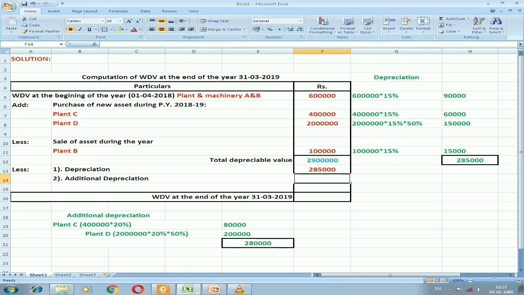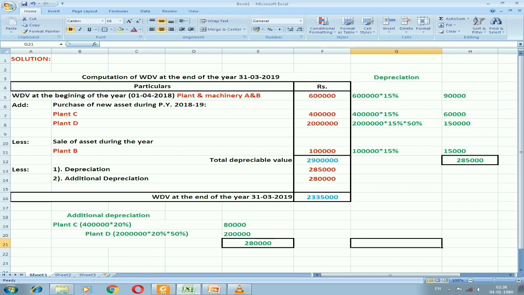While calculating depreciation and additional depreciation, how to find out whether it is used for less than 180 days or more than 180 days is the most important thing. I'll always use one key hint to find that out, and I'll tell you that. So here I have done the total, which is 29 lakh minus 2 lakh 85,000 and minus 2 lakh 80,000. I'll get a total of 23 lakh 35,000, which is the WDV at the end of the year, 31/3/2019, for the previous year.